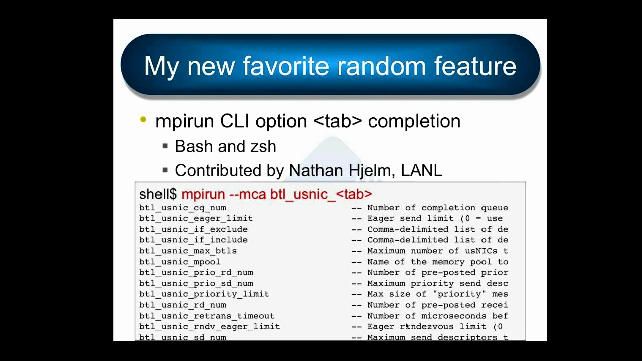How awesome is that? This is using the Cisco usNIC transport, because you know I got to be a little self-serving here. But if you just type mpirun -mca btl usnic and hit tab, it shows you everything that matches that, exactly as you would expect. Because if you had just hit btl tab, then you would see all of them. It's exactly what you would expect, and it shows you the first bunch of the help string for each of those things. Really, that's just awesome.